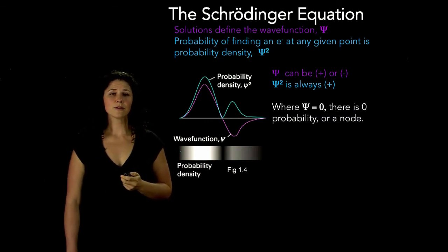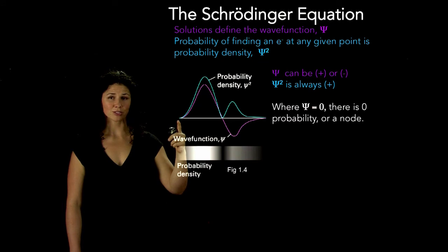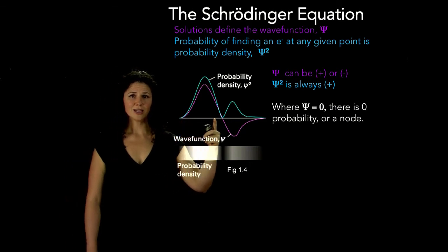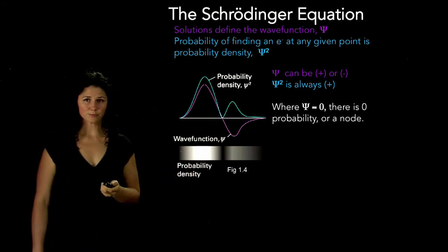So where the wave function is actually equal to 0, that means the probability density is also 0. So you can see here where the wave function is 0, when you square it, it's still 0. So this is where you have 0 probability of finding an electron, here as well, right? Where the wave function crosses the origin, or the axis here, where it's 0, you have 0 probability. This is where you'll find a node.